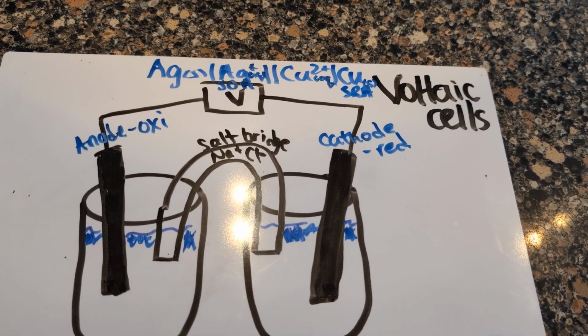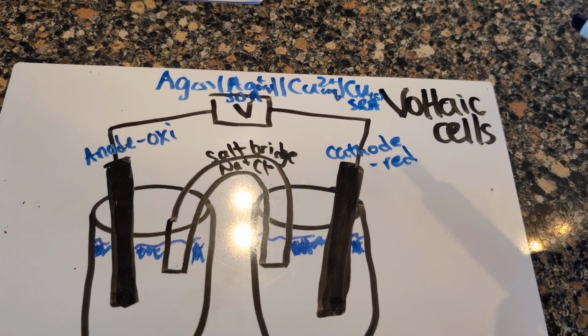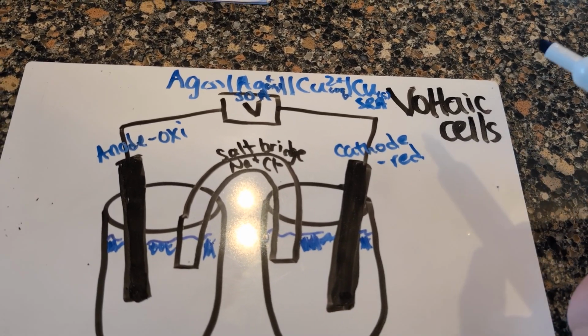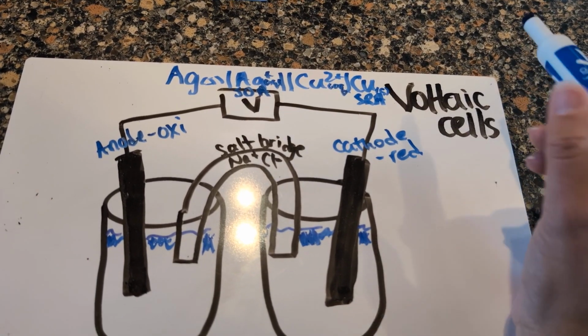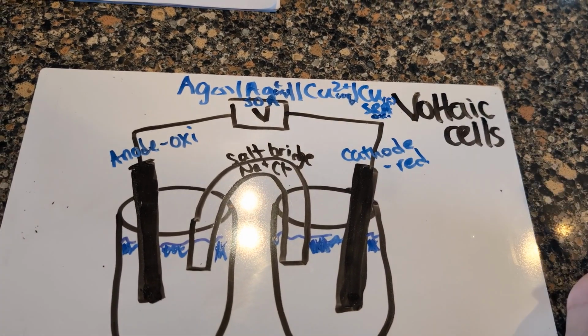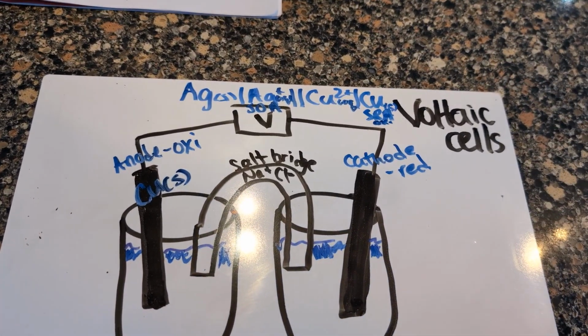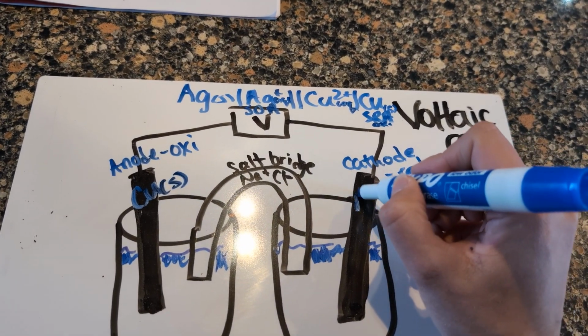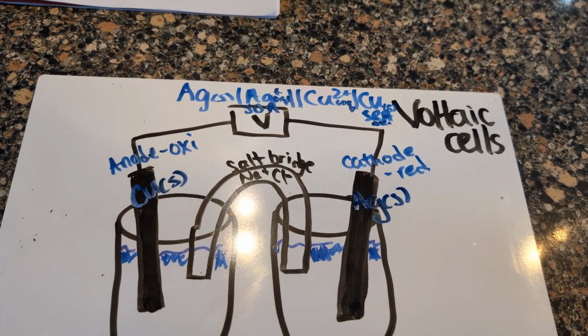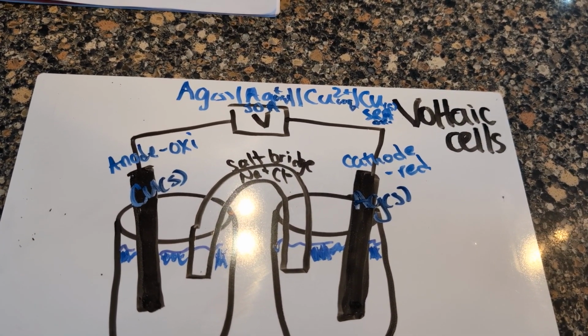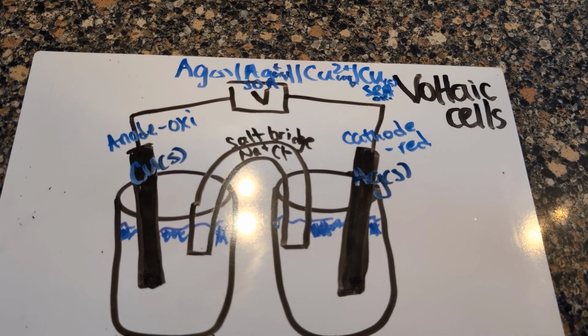So with that, we can now figure out what is our anode, what is our cathode. Because if you are a strong reducing agent, you are undergoing oxidation. So here, our anode will be copper solid, which would mean silver solid is at the cathode. So that's the first part, and now we can label everything else.